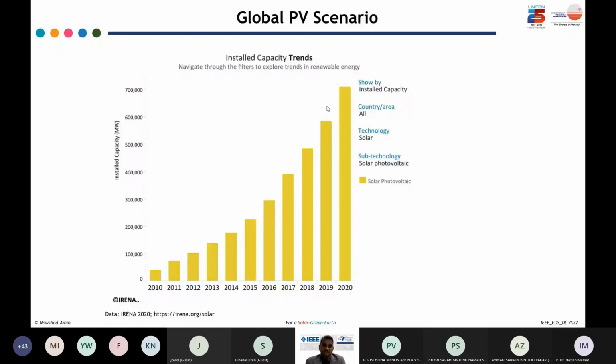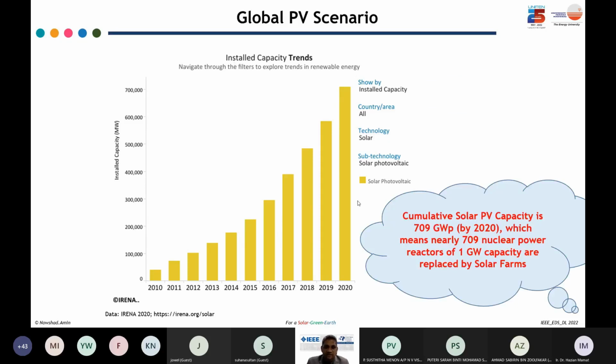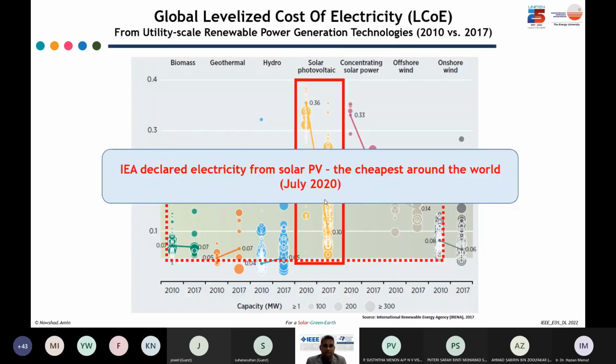I'm just showing how much PV capacity has been installed until 2020, the most recent data that we got from ARENA. It says around 709 gigawatt peak, or 7,090 megawatt peak, of solar had been installed by 2020. Just to say that in 2010, it was roughly 40 gigawatts. So you can see the tremendous growth of solar PV systems in the last 10 years. And we can also say, in other words, that we have replaced over 700 nuclear power plants, because simply we installed solar power plants instead of nuclear power plants. So this can be said in that way.